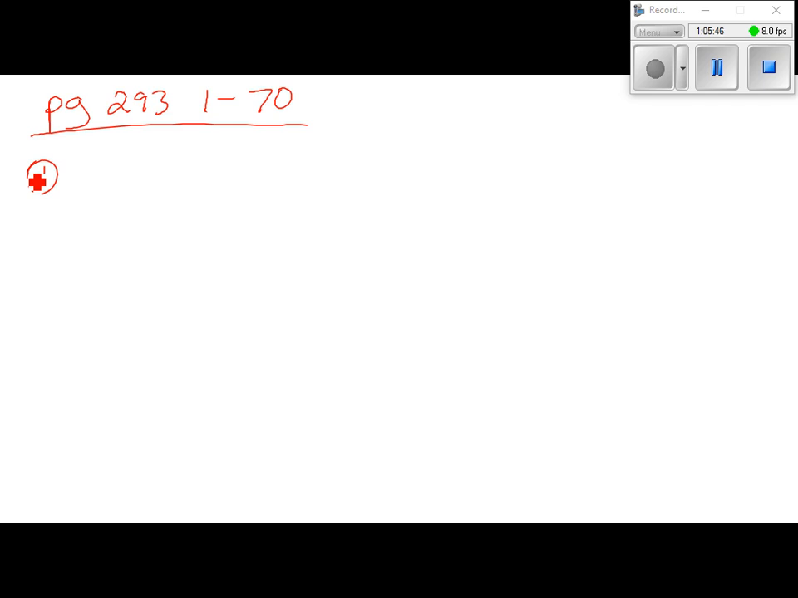Looking at number 1 real quick. It says use the graph to estimate mean and standard deviation. What's the mean on graph 1? I didn't bring my book today.